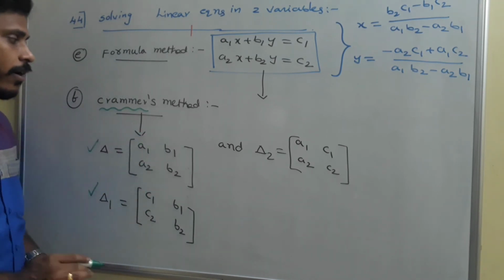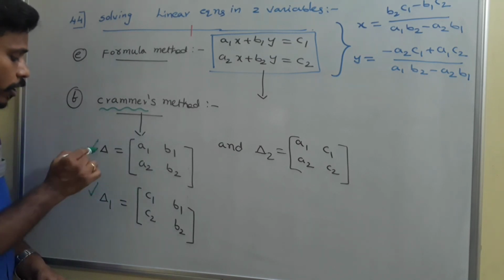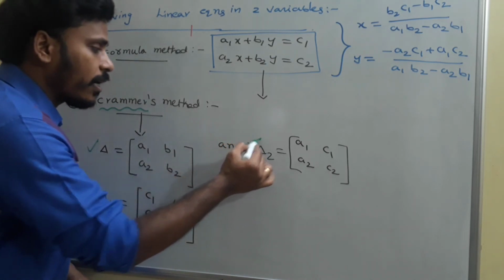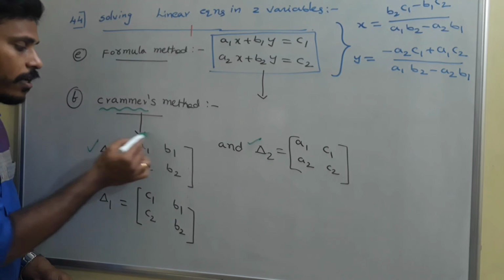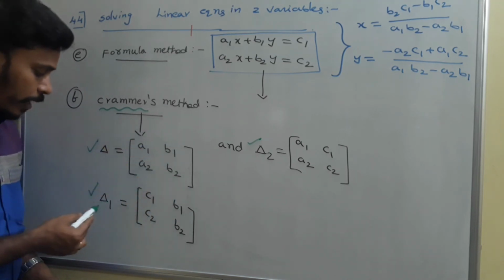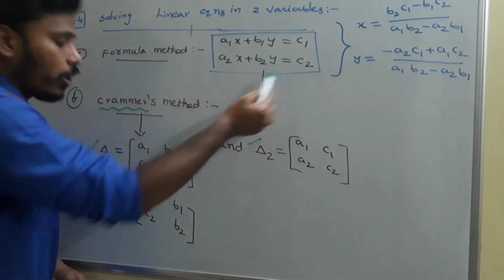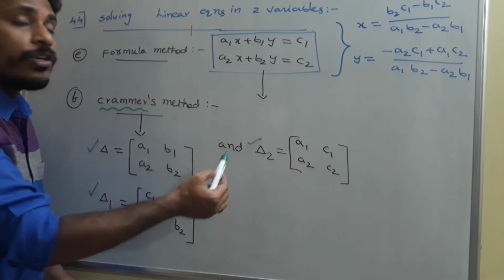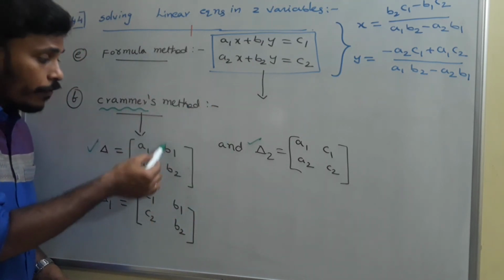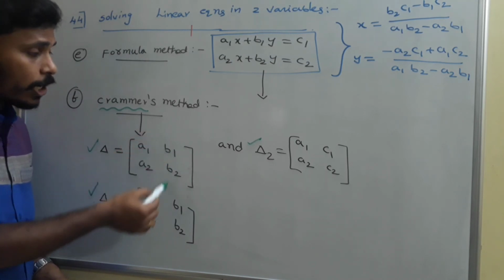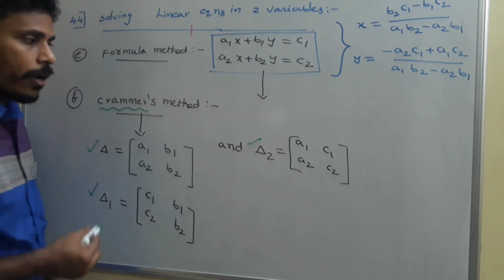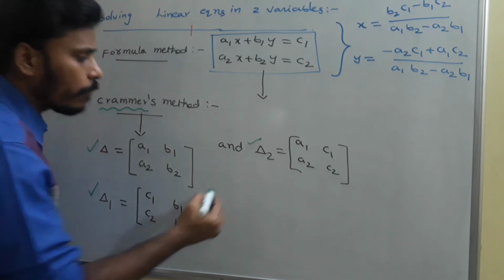By Cramer's method, first of all, you need to consider the matrices delta, delta 1 and delta 2. Delta is the usual coefficient matrix. Delta 1 is simply rewriting the first column of the coefficient matrix with the constant elements, and delta 2 is rewriting the coefficient matrix by replacing the second column with the constant matrix. It is very easy if you observe.